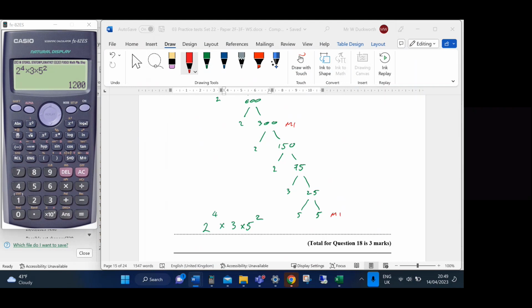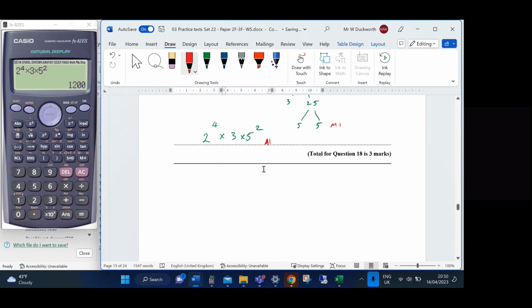Okay. So we get the A1 mark there. Right. Question 19 then.